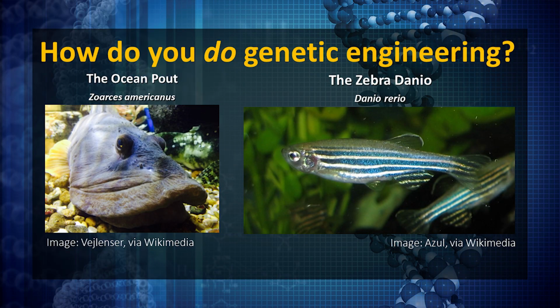And how do we do that? You literally inject it into fish eggs. A lot of you are familiar with zebra danios. They're very popular aquarium fish. They swim a lot, and they're really cool. They've got stripes on them.